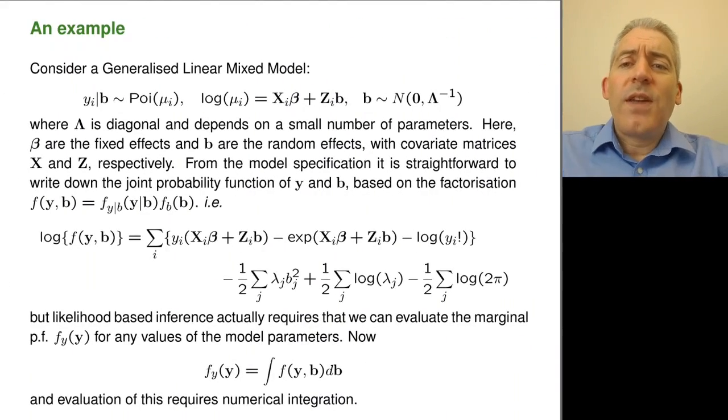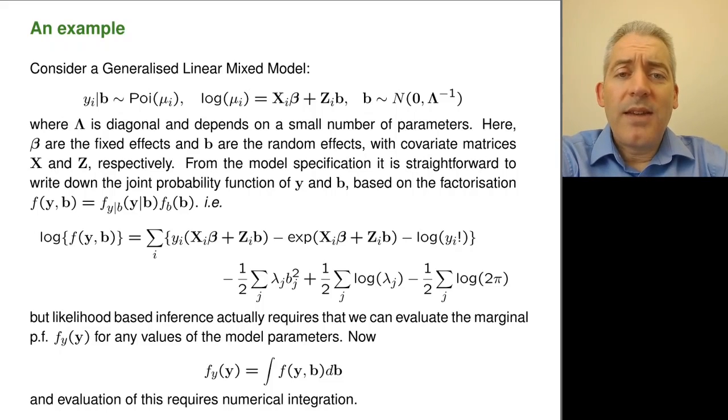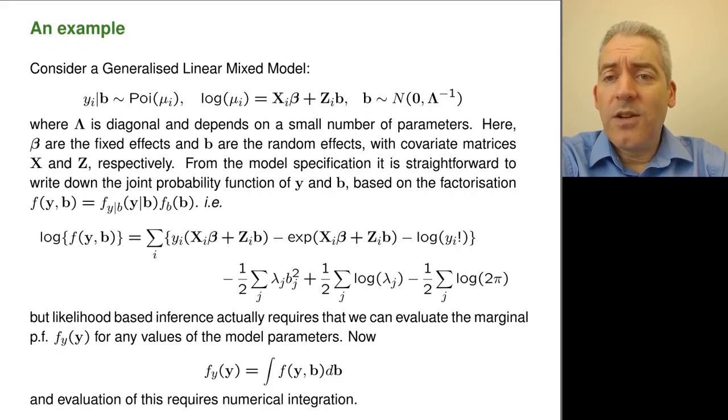Okay, so we've done a bunch of theory now, and before we leave this topic, I think it's probably worth seeing how it all works out in the context of a slightly non-trivial example. The example we've got here is a generalized linear mixed model. So that means it's mixed, random and fixed effects.